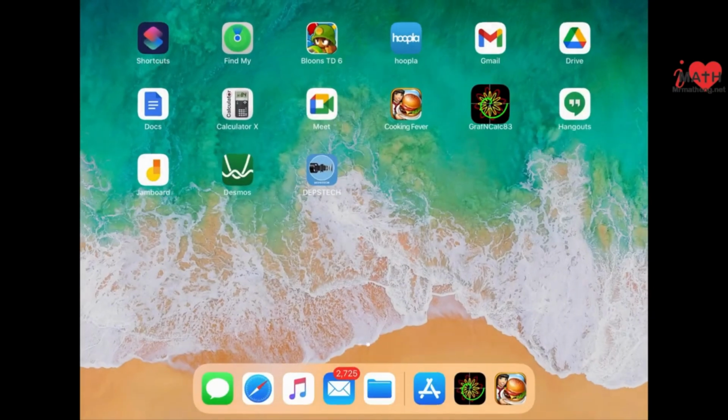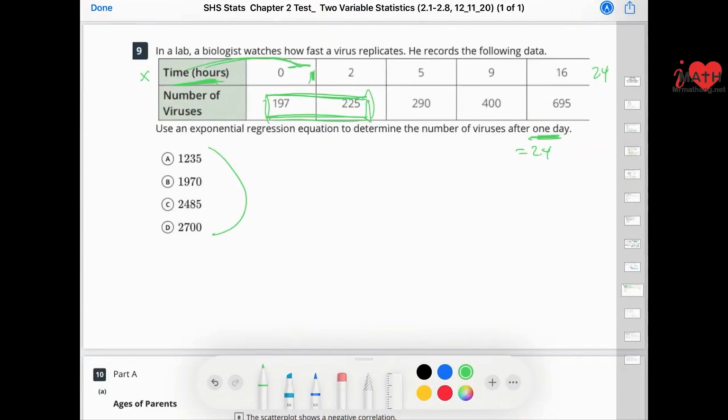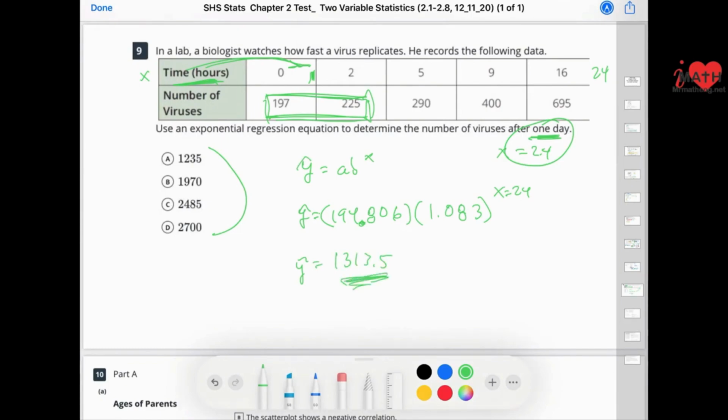Okay. Let's just use what I got here. So I have y equals a times b to the x, so 194.806. My b value is 1.083 to the x power. X equals 24, so we're going to put in there to the 24th power. And if I do that, my prediction is going to be 1313.5.